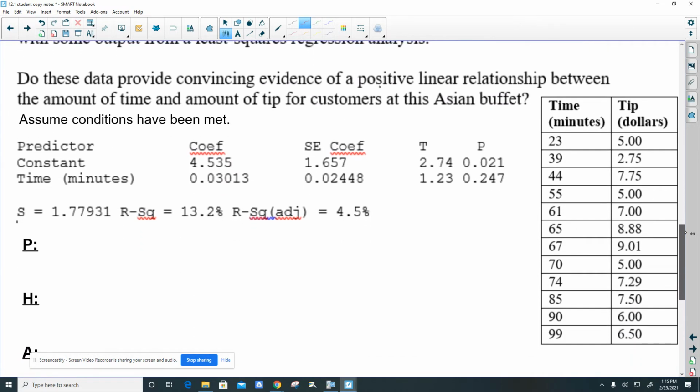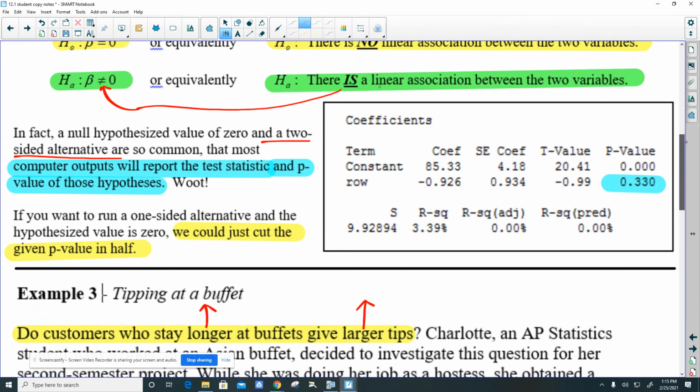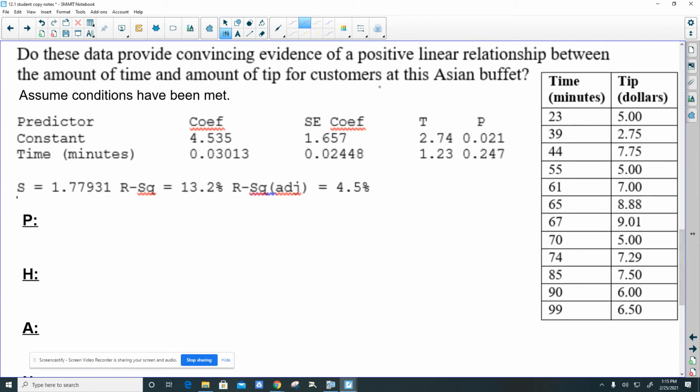So you can see we've got some information. Oh, I guess this is the computer output, not the data up here for this particular problem. Okay. Now let's look at what the question is here. The question is saying, does this data provide convincing evidence of a positive linear relationship between the amount of time and the amount of tip for customers at this Asian buffet? Okay. So we know the phrase convincing evidence means we should be running a significance test.